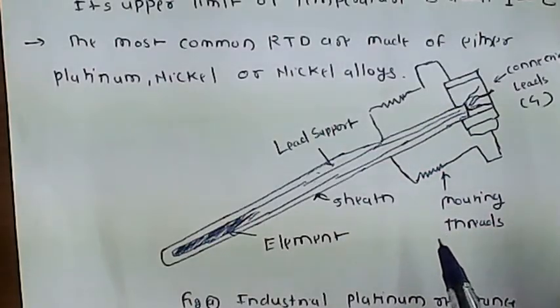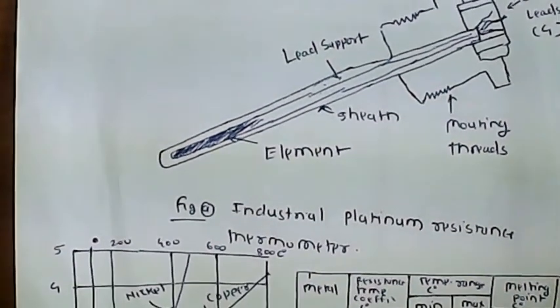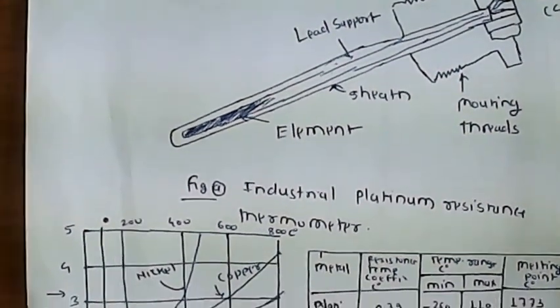where this lead will be placed. The temperature of that current will be measured. So this is an example of an industrial resistance thermometer.